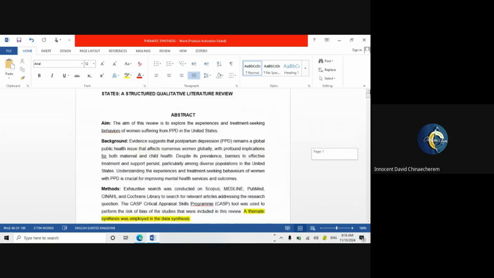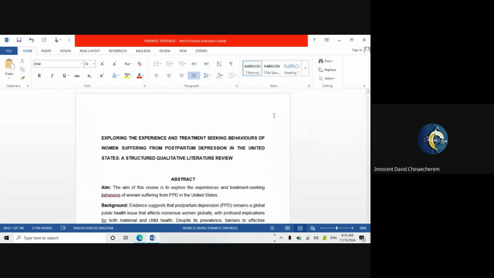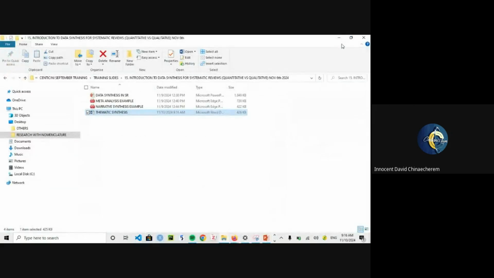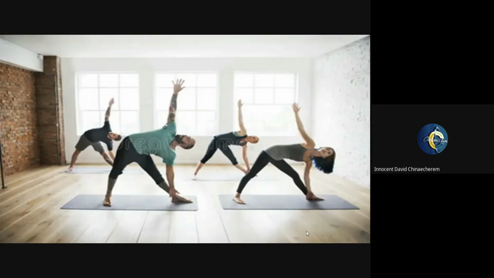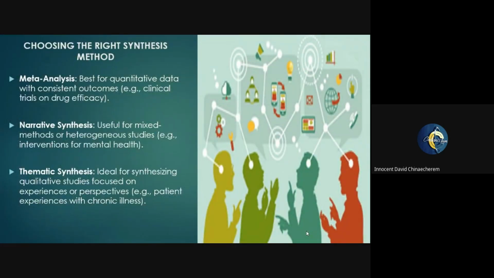All right, so that is going to be that for now, and we have also had a clear-cut understanding on that. So now, where do we choose the right model or the right synthesis approach? Choosing the right synthesis approach is something that is very important.